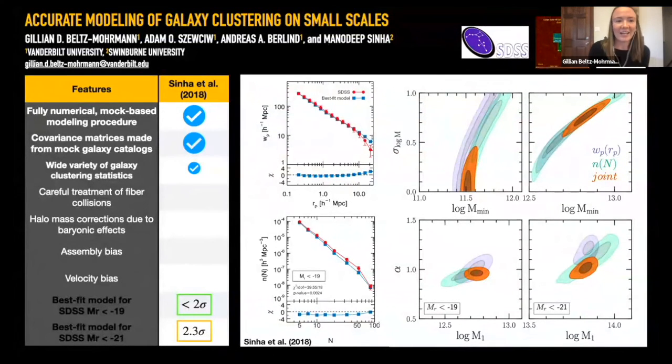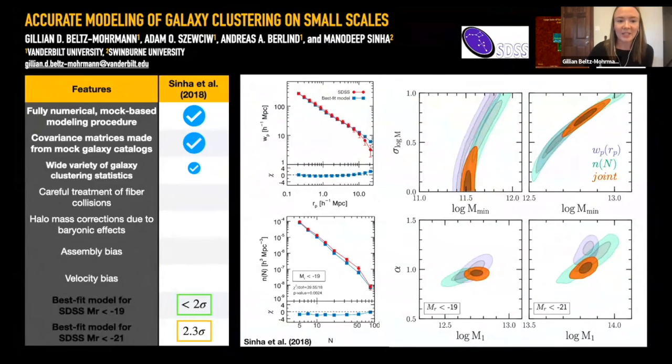Thank you. So hi, my name is Jillian Belts Mormon. I am a recent graduate of Vanderbilt University. And despite the session that I'm a part of, I'm going to tell you about recent updates in accurately modeling galaxy clustering on small scales.